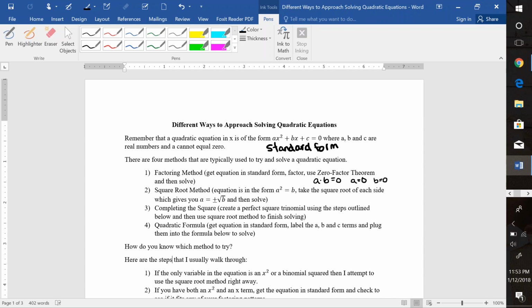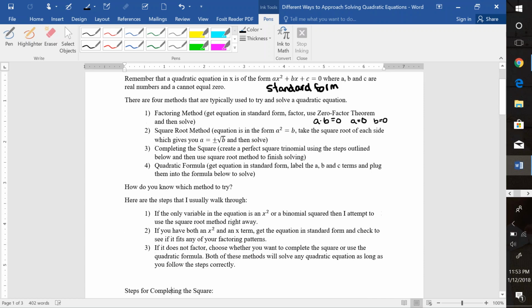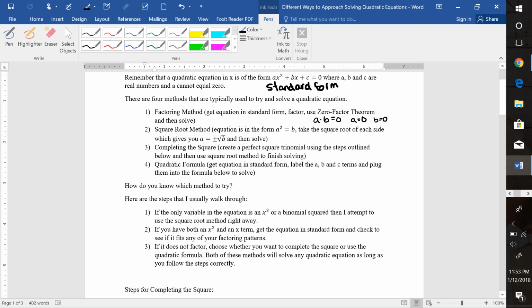So these are the steps, and this is just my steps of how I usually walk through this. I first look at what kind of equation I have. So if the only variable in the equation is an x squared, or I see a binomial squared, then my first attempt is actually going to be to try to use the square root method, where I can just isolate the part that's squared and then take a square root of both sides. But you have to have that in that specific format.